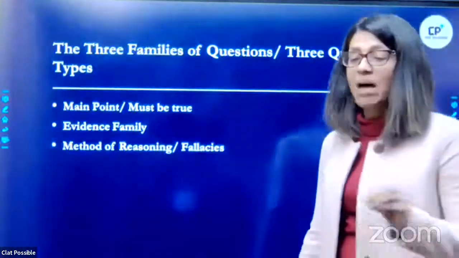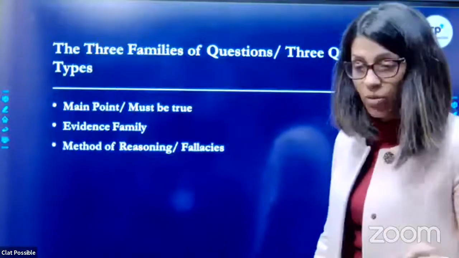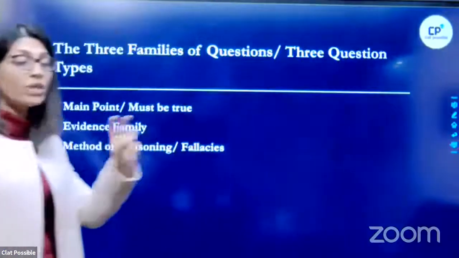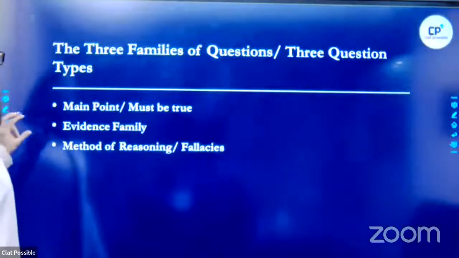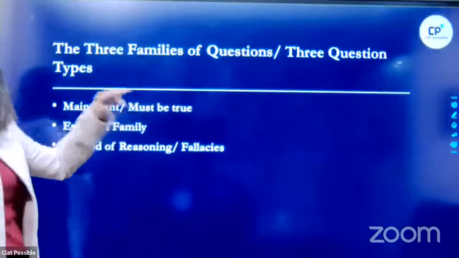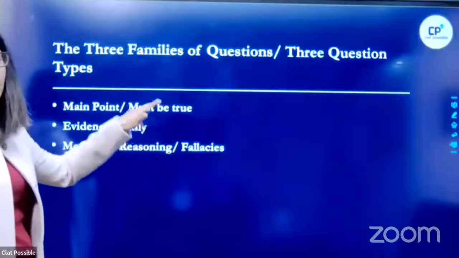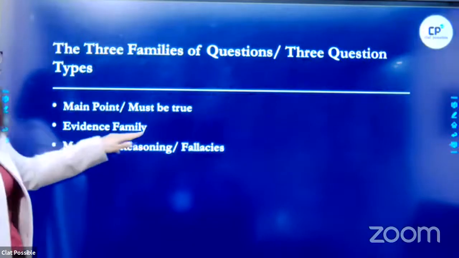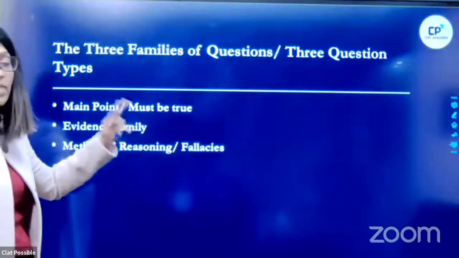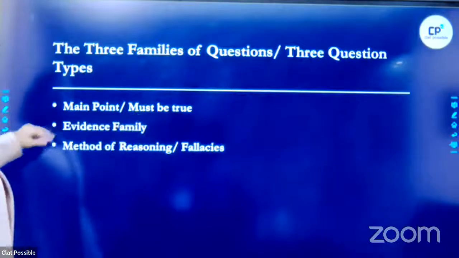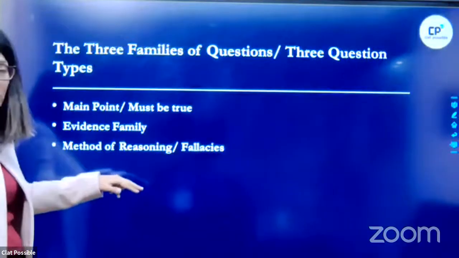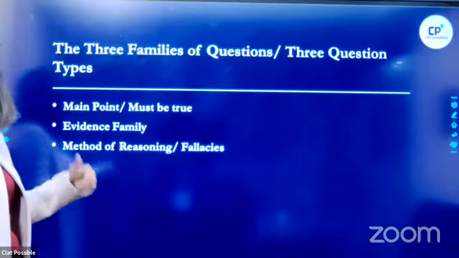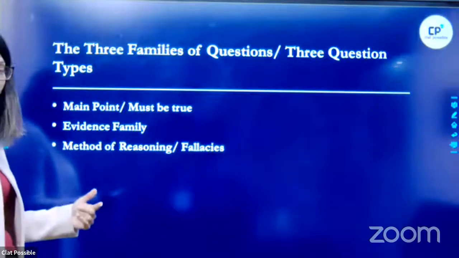Now, I will summarize the three families of questions and tell you what the differences are, and we will do that together. Now, in most of our classrooms, we have covered main point and must be true. Many classes that I've taken, we have covered this part. In many classes, evidence family is going on. After this, deductive and all was also covered. So some of you will be completely familiar with all of this. Our long-term students have done all the three families of questions, so they will be very, very familiar with what I'm going to talk about today.